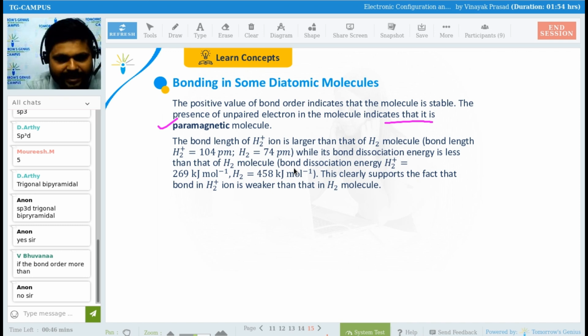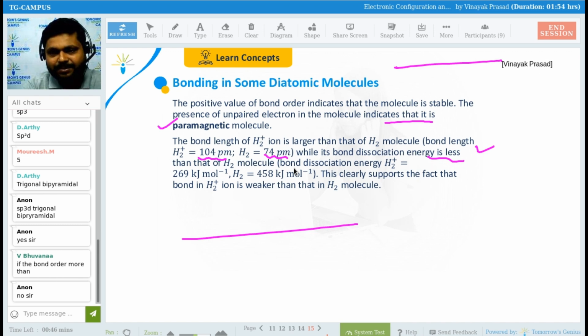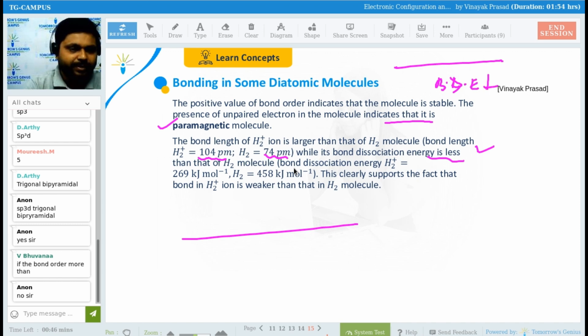Now, see here, the bond length of the H2 plus ion is larger than the H2 molecule. So the bond length will be what? Larger, right? The bond length of H2 plus is 104 picometer and H2 has 74 picometer, while the bond dissociation energy is less. So we have seen that if the bond length is larger, then the bond dissociation energy, BDE, is what? Lesser. That we have seen in the previous slides.